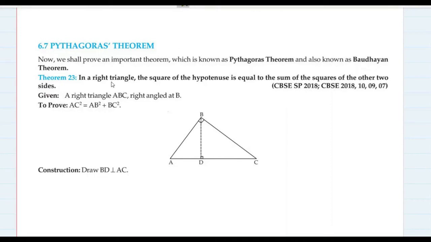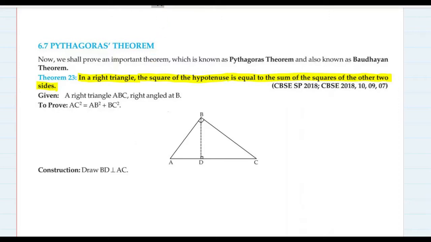Okay, what is Pythagoras theorem? The theorem says that in a right triangle, the square of the hypotenuse is equal to the sum of the squares of the other two sides. In a right angle triangle, the square of the hypotenuse.